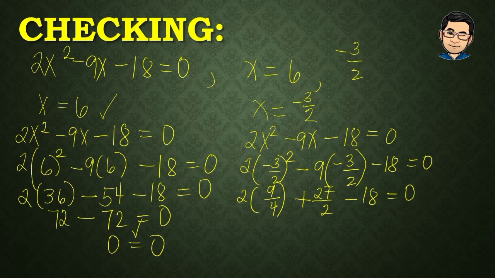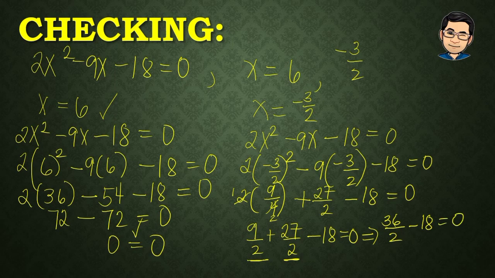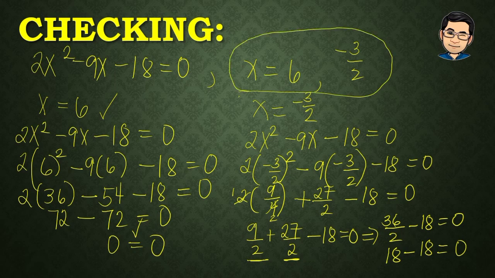And then itong 2, saka 4, pwede nating i-cancel. 2, magiging 1. 4, magiging 2. So, 9 over 2 plus 27 over 2 minus 18 is equal to 0. So pwede nating i-combine ang 9 over 2 tsaka 27 over 2. Magiging 36 over 2. Minus 18 is equal to 0. 36 divided by 2 is 18. Minus 18 equals 0. Therefore, yung mga roots natin na 6 and negative 3 over 2, tama.